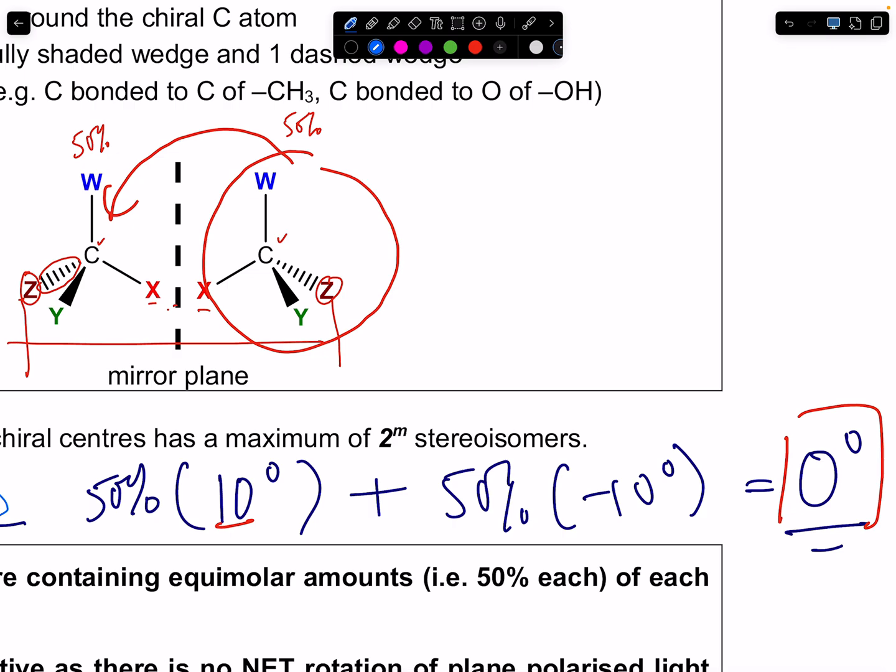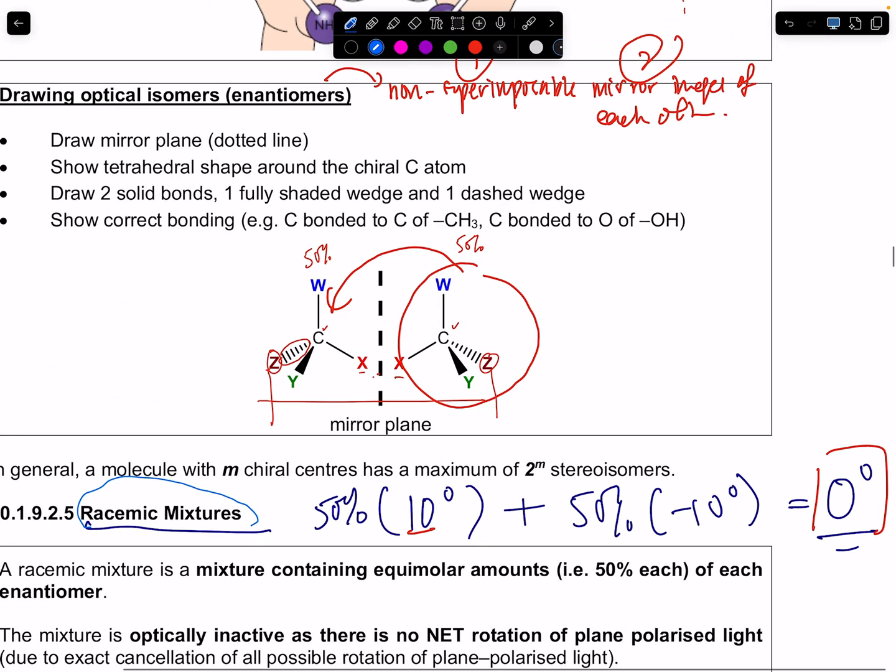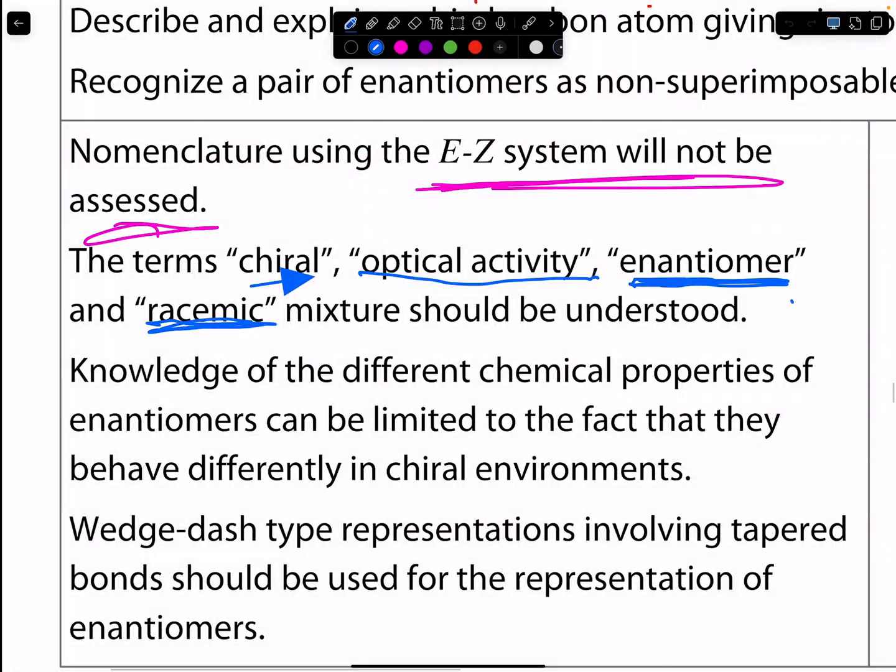Isn't it all 50%? No, sometimes you create 80-20. It's not always 50-50, guys. Actually, to have 50-50 is quite rare. This phenomenon is very, very rare for you to get this 50-50 of each enantiomer. 50-50 of each enantiomer is called a racemic mixture. Is that clear, guys? Alright, so before I carry on further.